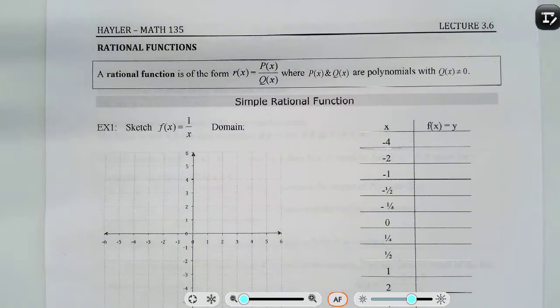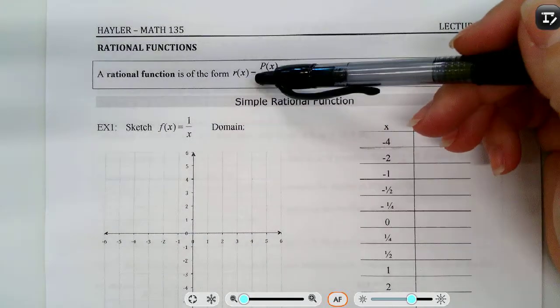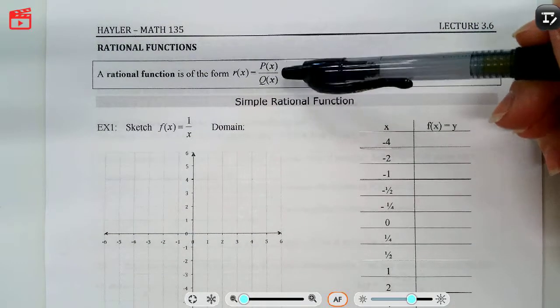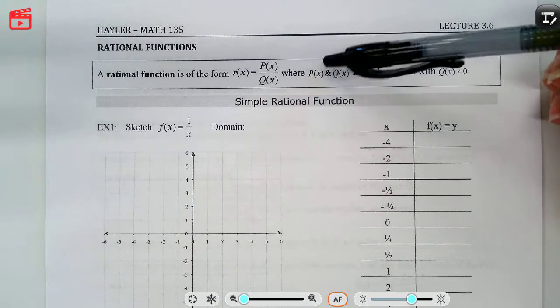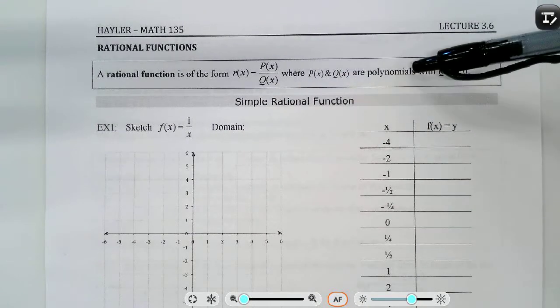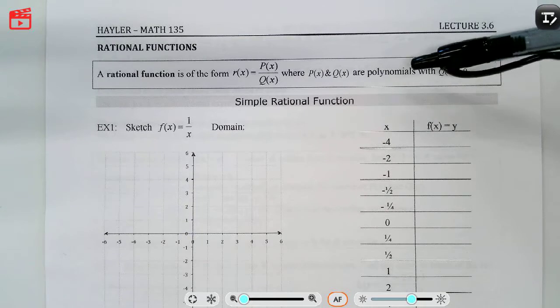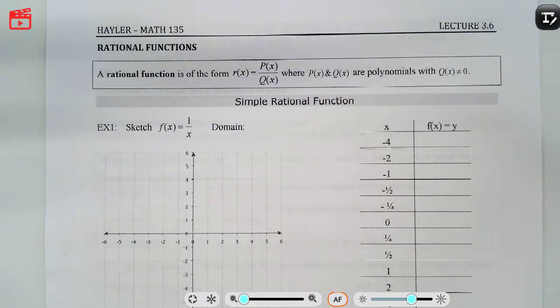So let's begin with 3.6, rational functions. A rational function is in the form of the function r of x equals p of x over q of x, where p of x and q of x are polynomials. Think of polynomials, binomials, trinomials, those kinds of things, as long as q of x does not equal 0. That makes sense. We can't have 0 in the denominator.